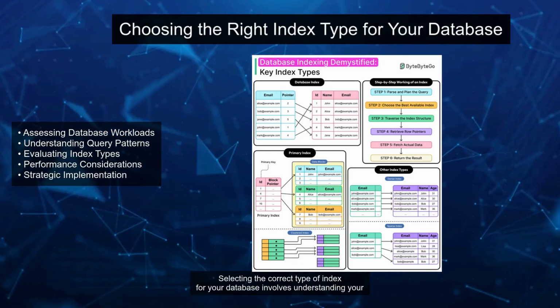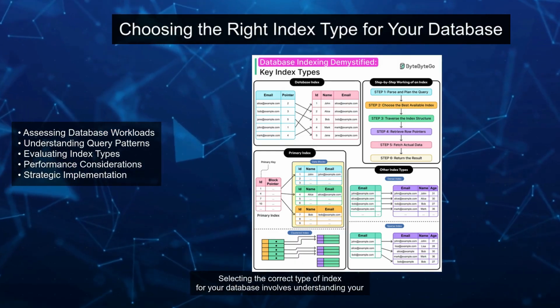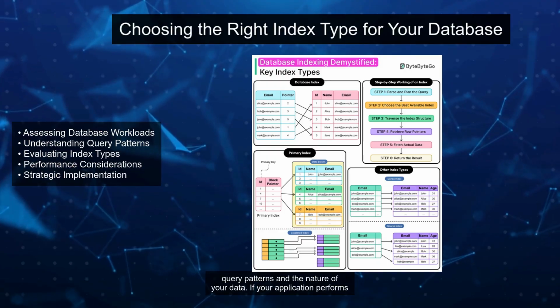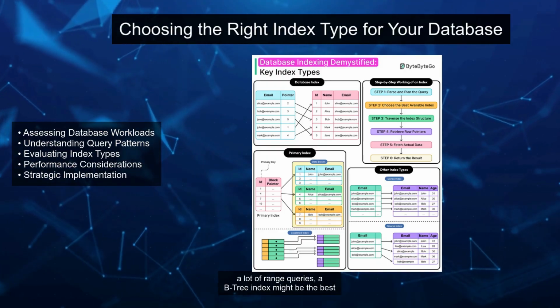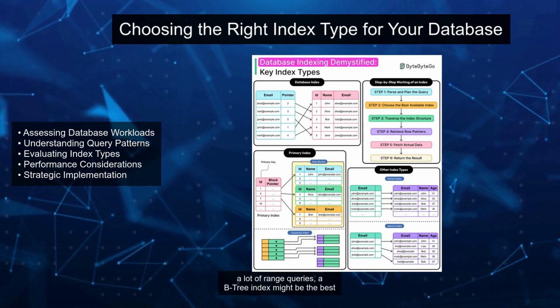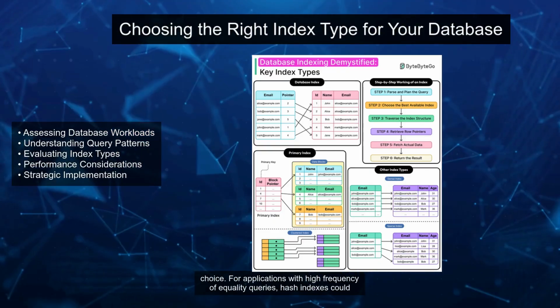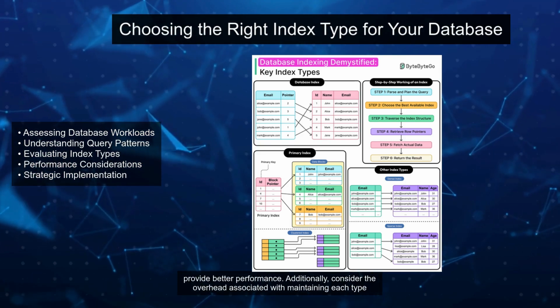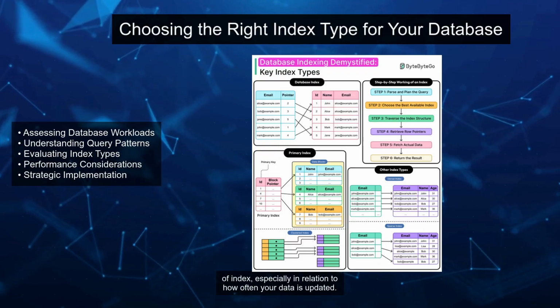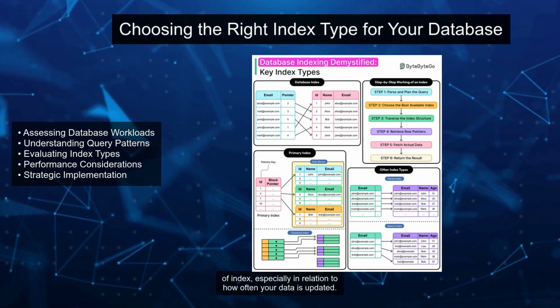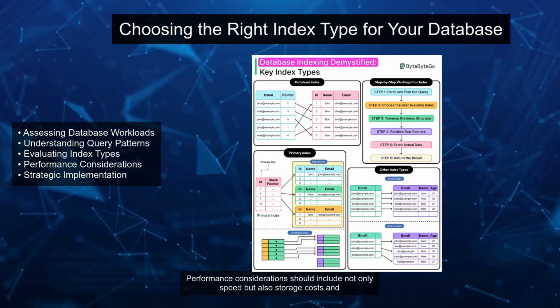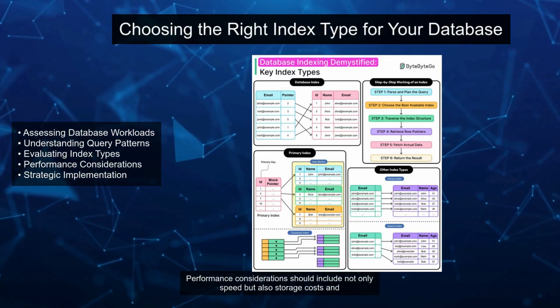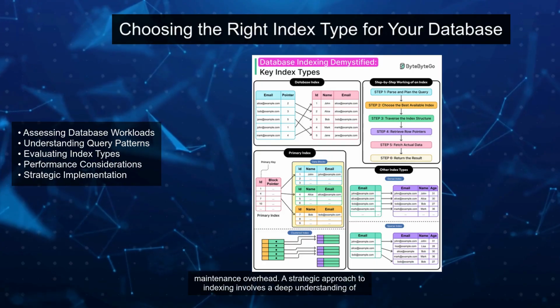Selecting the correct type of index for your database involves understanding your query patterns and the nature of your data. If your application performs a lot of range queries, a B-tree index might be the best choice. For applications with high frequency of equality queries, hash indexes could provide better performance. Additionally, consider the overhead associated with maintaining each type of index, especially in relation to how often your data is updated. Performance considerations should include not only speed but also storage costs and maintenance overhead.